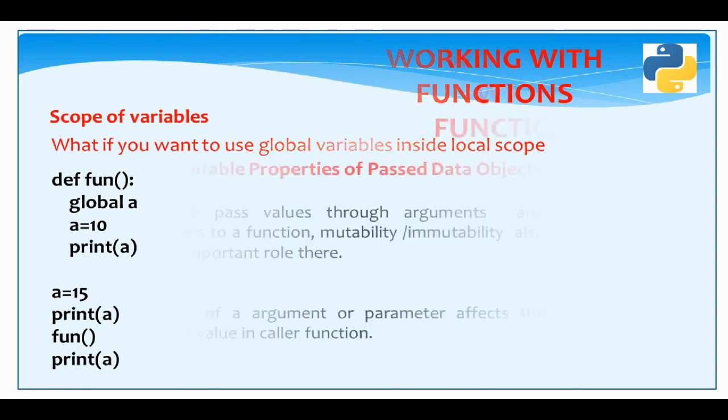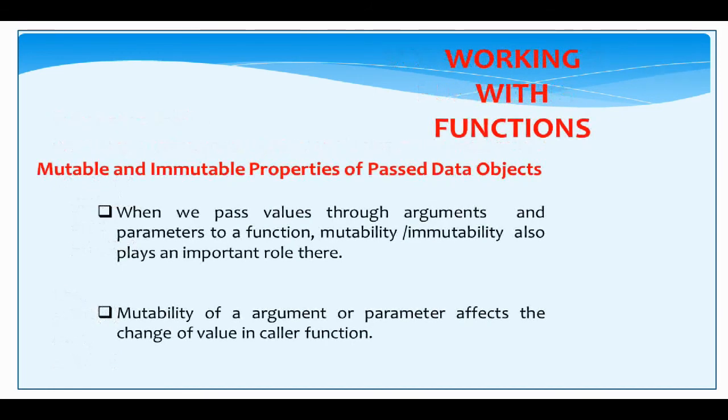Let us now move to another important topic of this chapter, that is the mutable and immutable properties of the pass data object. In this topic we are going to discuss how the mutability and immutability of an argument affects the change of the value in the caller function, that is whether the function will be able to change the value of an argument or not. That depends on its mutable and immutable property.